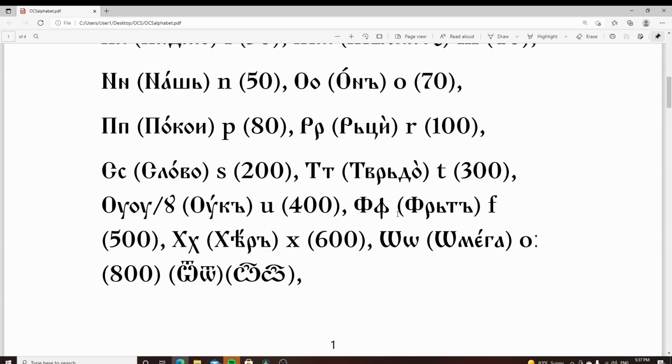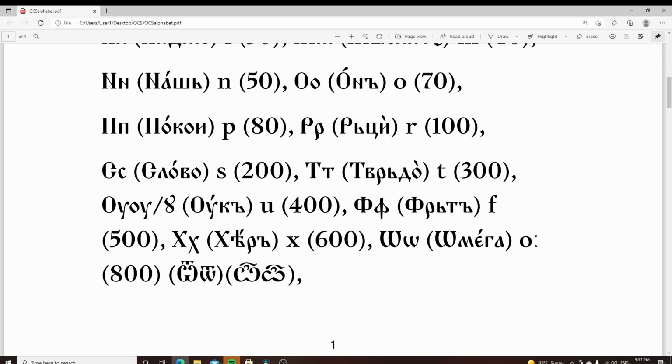Next letter is frita. It is represented by the sound f, and its number is 500. Next we have chara, and it is represented by the sound ch, and its number is 600.